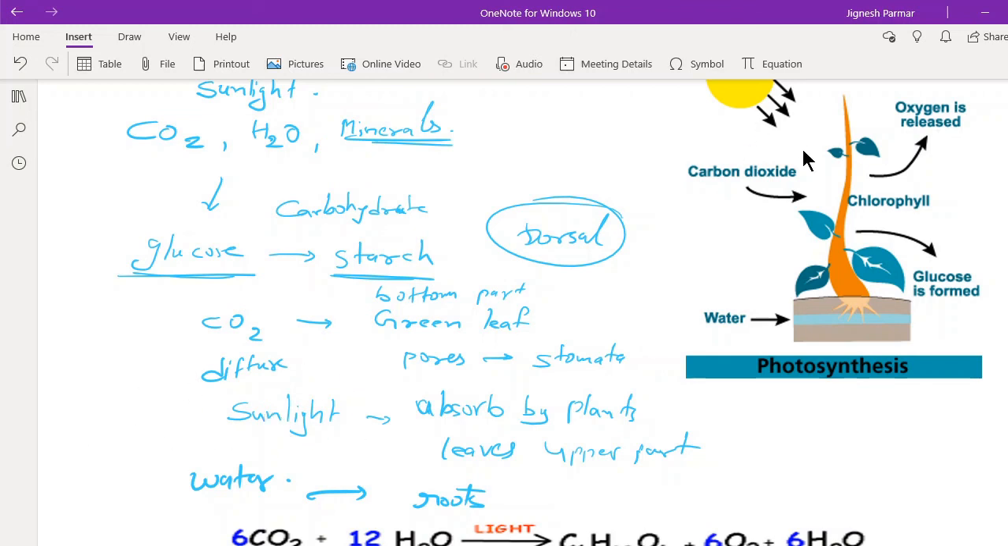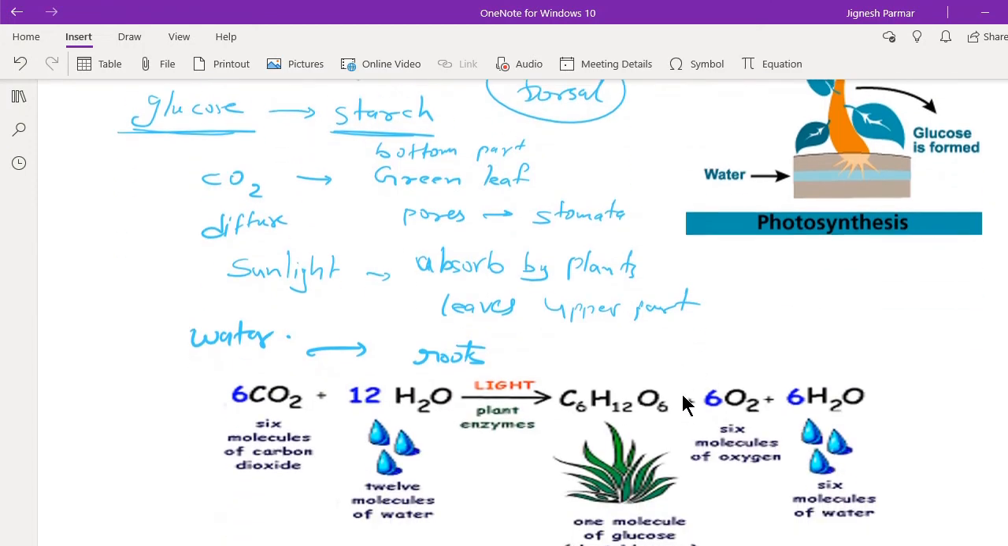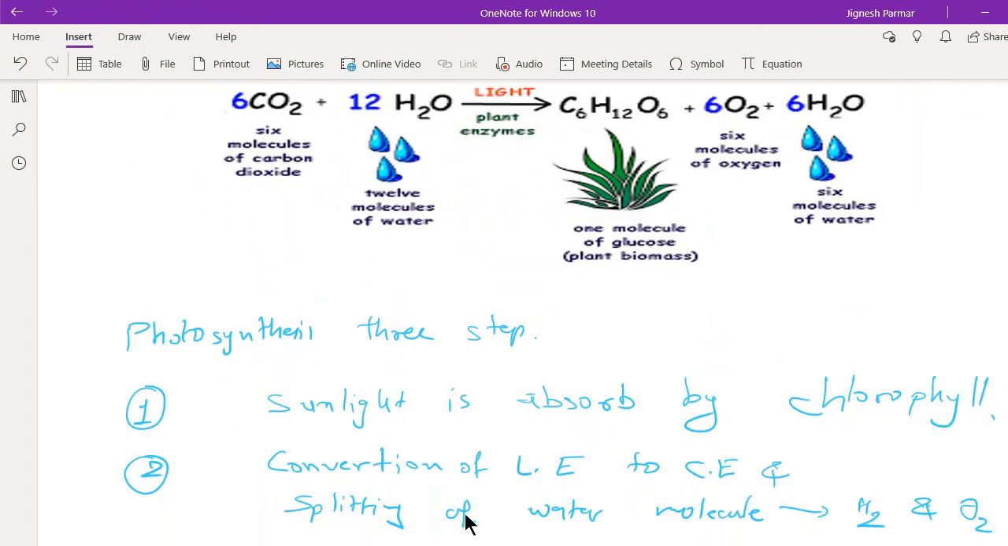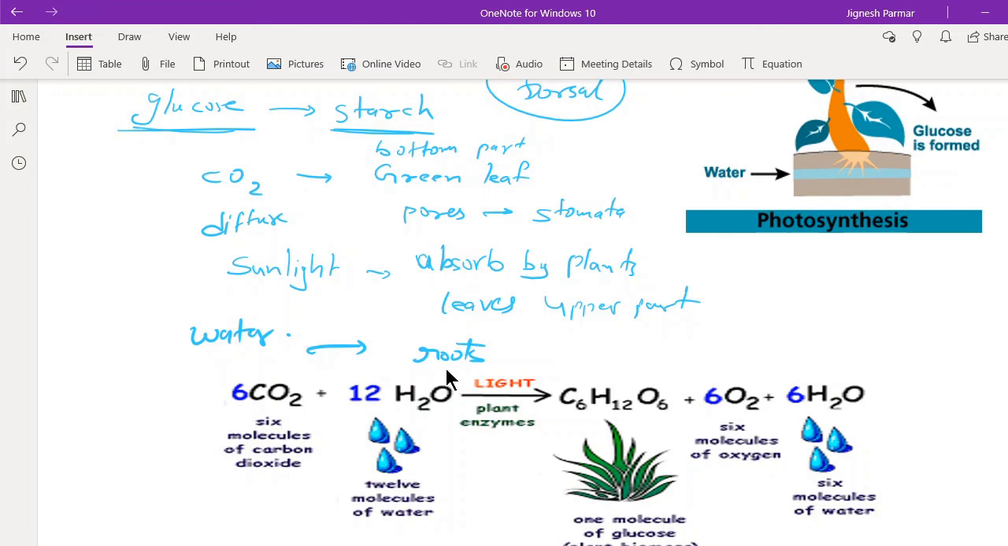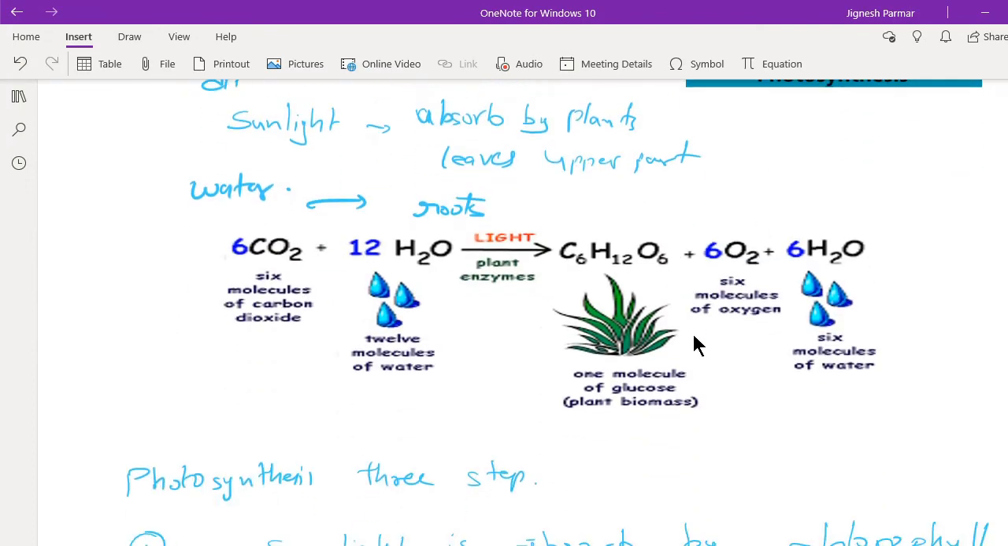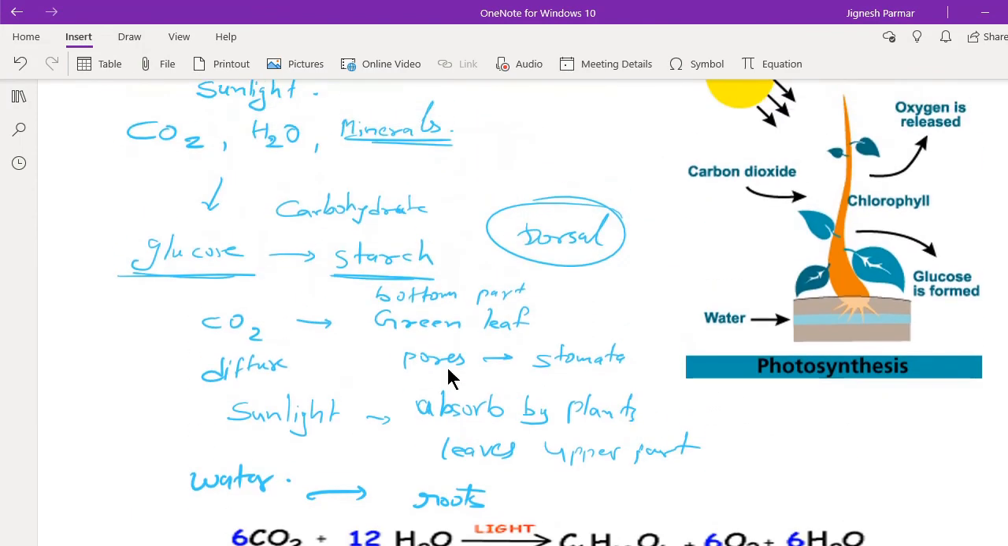Then the sunlight falls on the leaf and is absorbed by the plants from the upper side, where they have chlorophyll, and chlorophyll can absorb the sunlight. Second, light energy is converted into chemical energy, and the water molecule splits into hydrogen and oxygen. The hydrogen reduces carbon dioxide into glucose, and water comes from the root. So guys, this is what happens. Glucose is formed, which is utilized by the plant for its growth, and if some is left over, it is stored in the form of starch, which the plant can utilize as and when it is required.